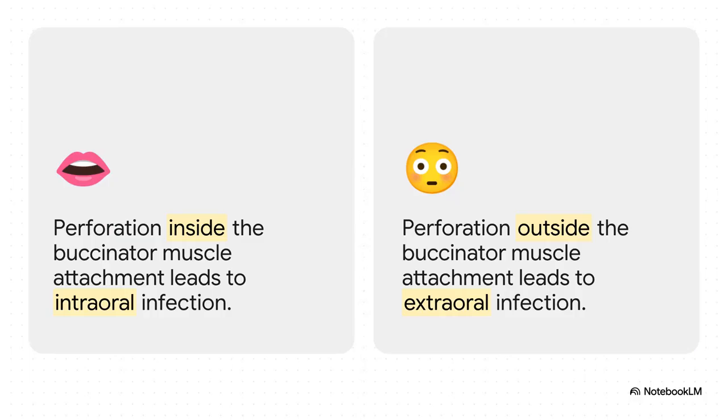And this gives us a fantastic clinical rule of thumb. Let's take the buccinator muscle in the cheek. If an infection from a molar tooth breaks through the bone inside of where that muscle attaches, all the swelling stays inside the mouth. But if it breaks through on the outside of that attachment point, that's when you get that classic visible swelling on the patient's face.